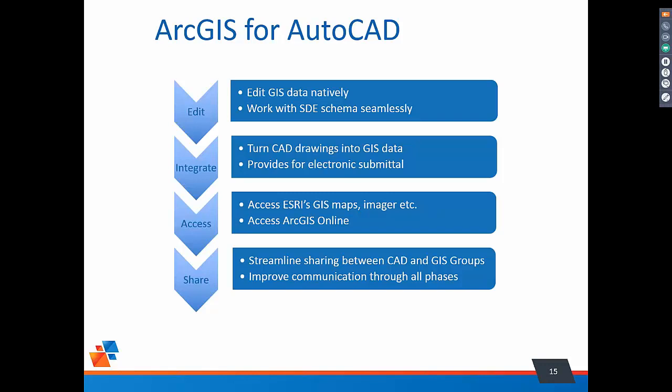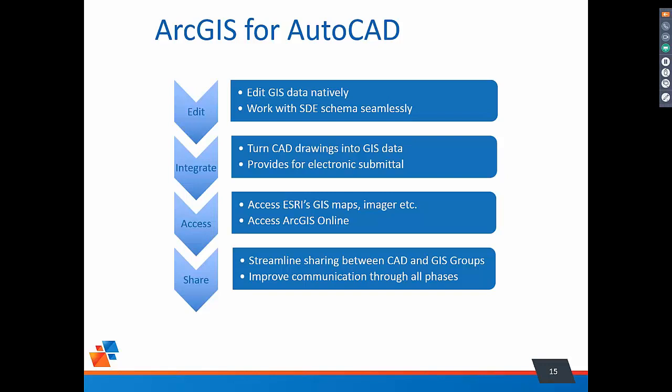So in ArcGIS for AutoCAD, we have the potential to edit our GIS data from the data source and work with the SDE schema seamlessly through a map service. It used to be called the feature service, but it's the map service in ArcGIS that we can use to publish this data. And we can turn these CAD drawings into GIS data, and alternatively, we can turn this GIS data into CAD drawings. So we can provide the basis for electronic submittal up front.